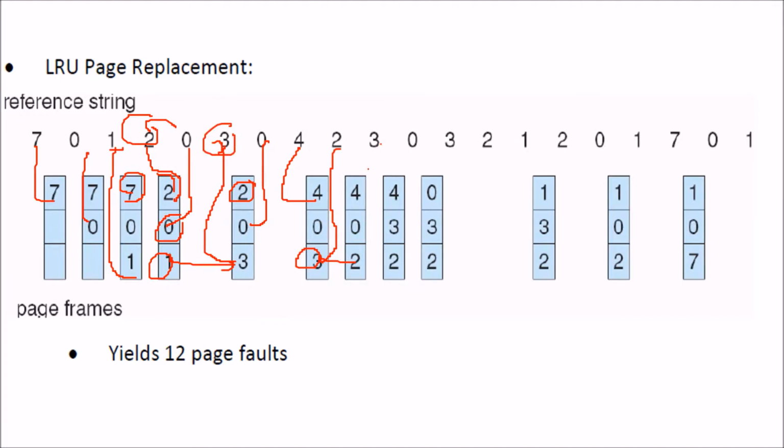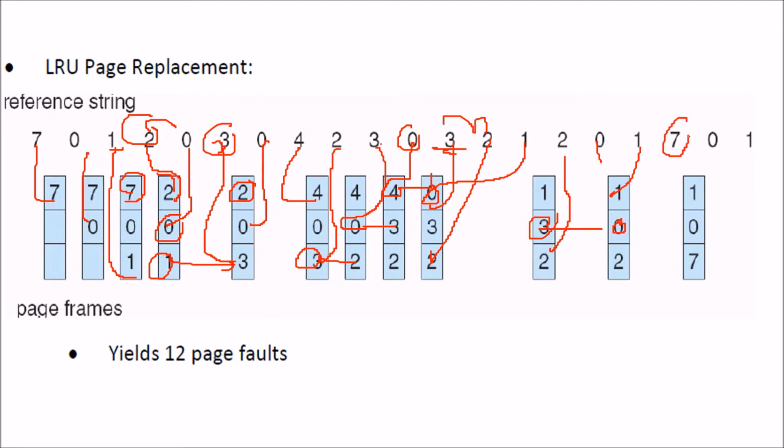Then next, if 3 comes after 2, we have to replace this 0. This 3 will replace it. Then 0 will come, we will replace this 4. Now 3 and 2 are already there. Now 1 has come. 1 will be replaced by 0, because 0 was quite earlier than 3 and 2. So this is the case. Now 2 has come. Since 2 is already there, we will not replace. Now 0 has come. We have to replace 3. It was quite earlier. 3 will be replaced. 0 will come here. Now 1 is already there.